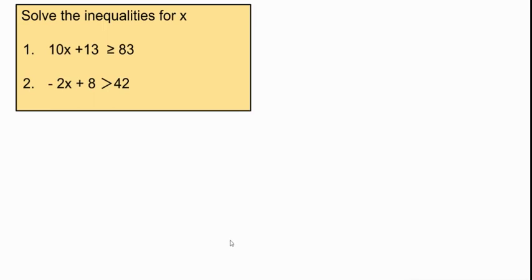When we're using algebra to simplify the inequality, and we multiply or divide by a negative number, we need to remember to flip the inequality sign. We're going to change the direction of the inequality sign. And we're going to get some practice doing that here. So let's do problem 1.